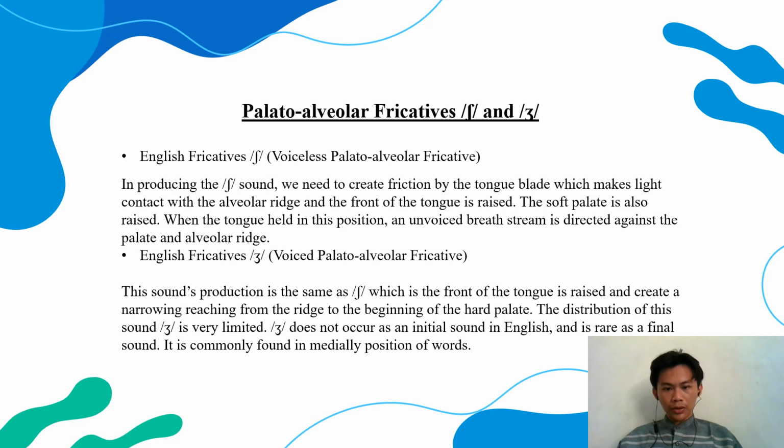Next is zh. The sound is produced the same as sh, with the front of the tongue raised and creating a narrowing from the ridge to the beginning of the hard palate. In distribution, the sound zh is very limited. It does not occur in initial position in English, and it is rarely final. It is commonly found in medial position. Examples are pleasure, decision, vision, and massage.